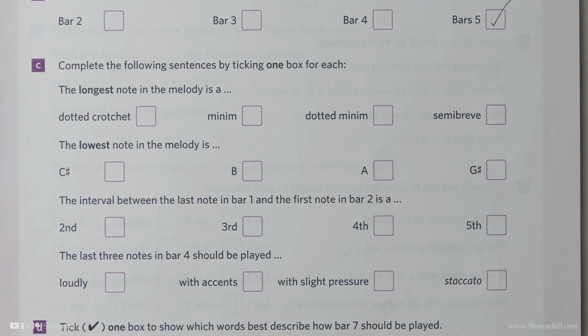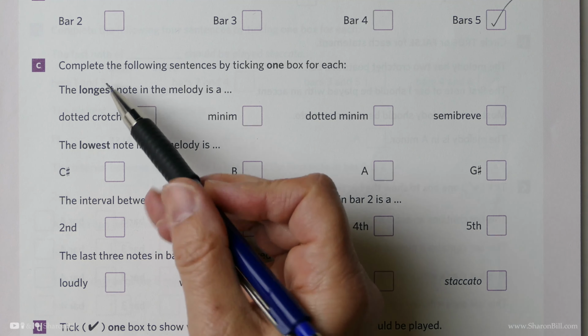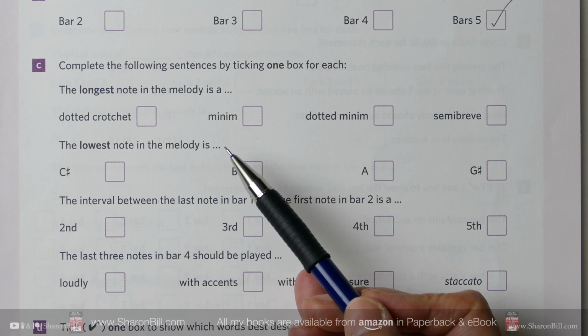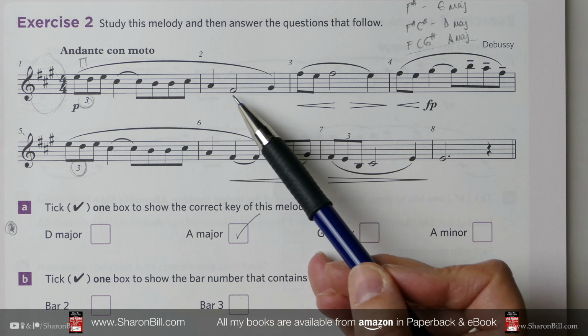Now then, we have a few sentences to complete. So in the melody above, which is the longest note? Before we answer, let's see what is the longest note. So we've got a 2-beat note.